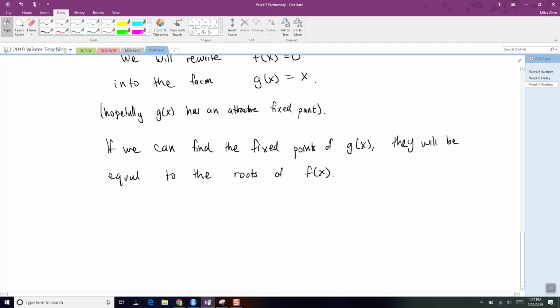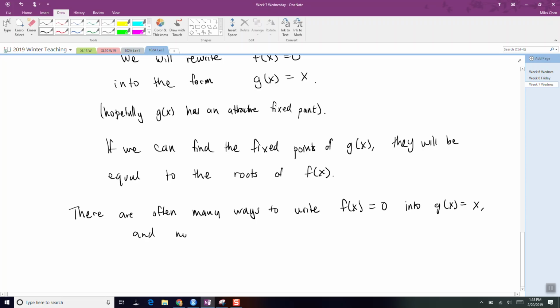Okay, but the warning is not all functions have attractive fixed points. Okay, so there are often many ways to rewrite f of x equal to 0 into g of x equal to x. And not all forms of g of x will have attractive fixed points.